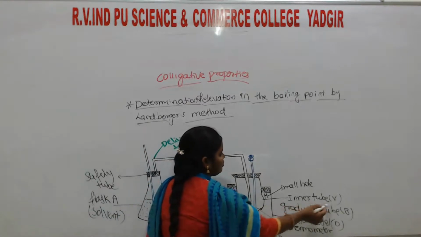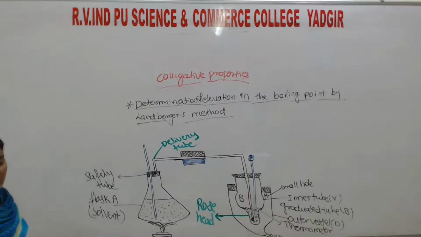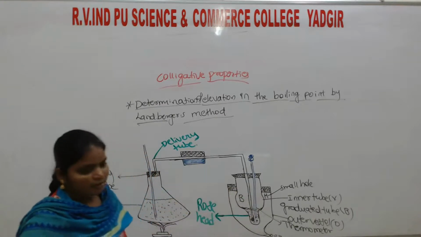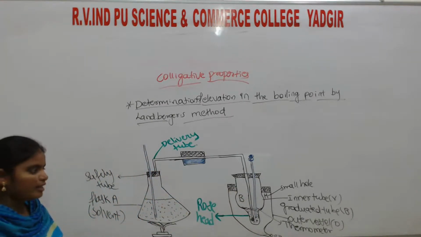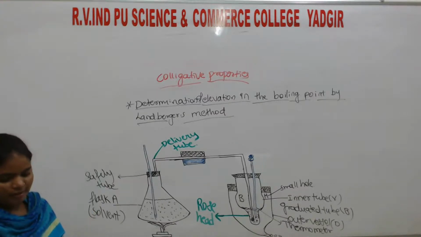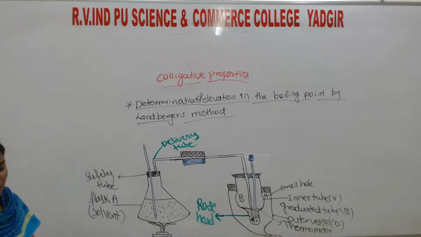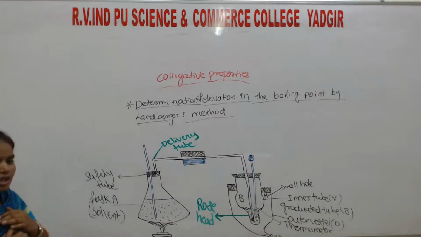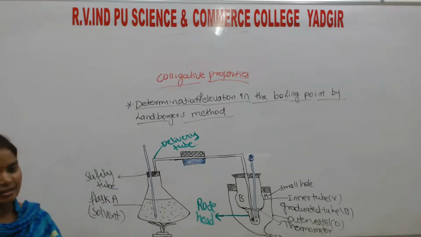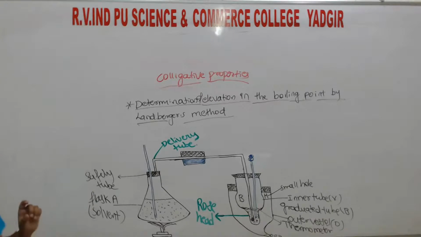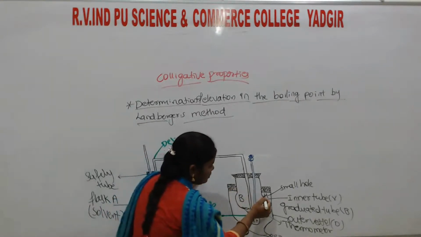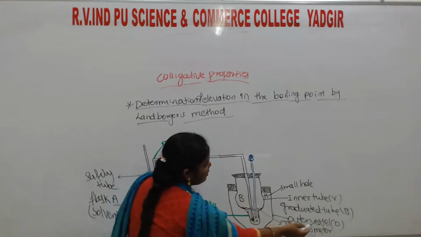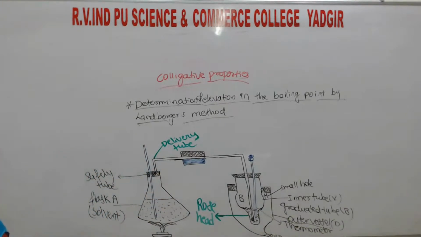This is a graduated tube or inner tube. The graduated tube B also contains a small quantity of solvent, and a small hole towards the top of the graduated tube. The small hole is present because it permits communication with the outer vessel, and the vapors can escape.